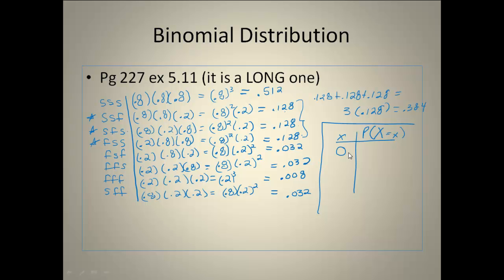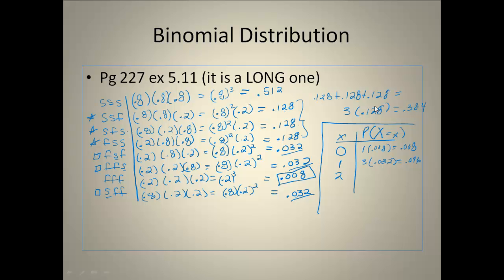So my chance of 0 people being alive, well, I only have one way that 0 people are alive. So I would have 1 times that 0.008, which is going to be 0.008. Now, if I'm looking at one person being alive, well, in order for exactly one person to be alive, I've got these 3 options right there. So I've only got 1 success in each of these cases. So I've got 3 at 0.032. When I multiply that out, I get 0.096.